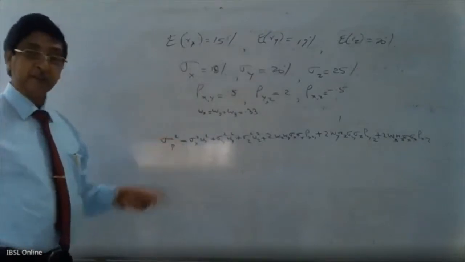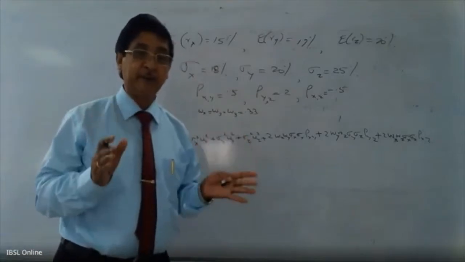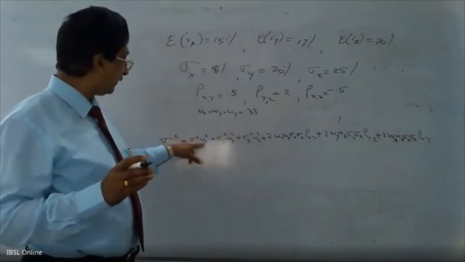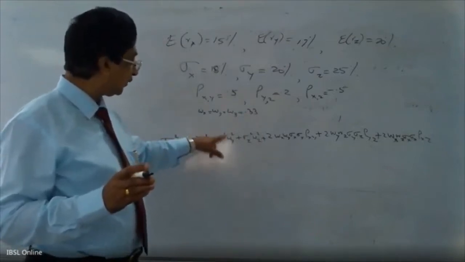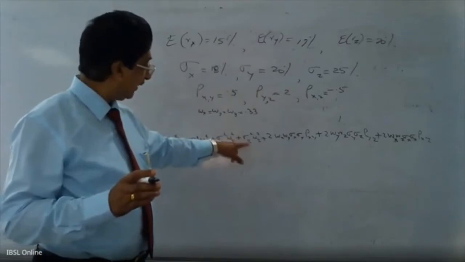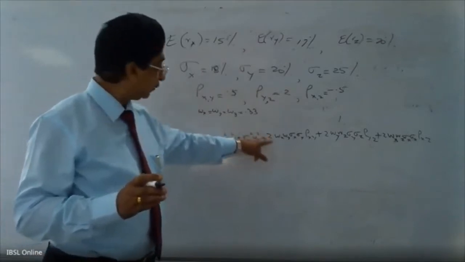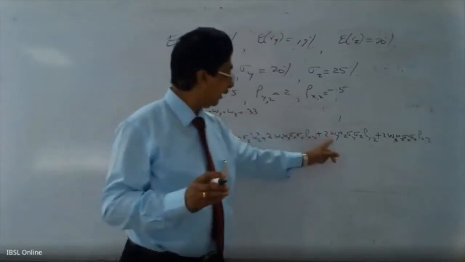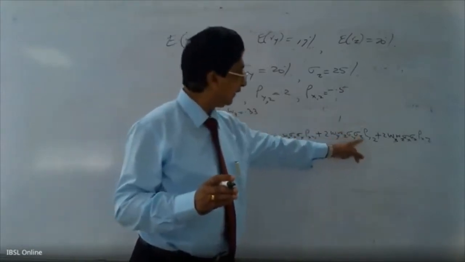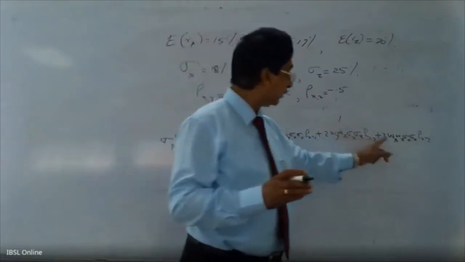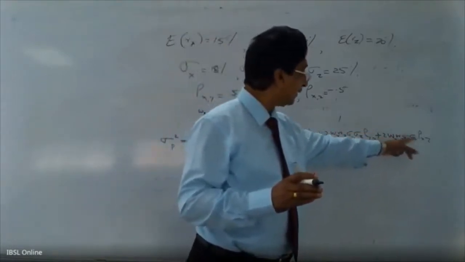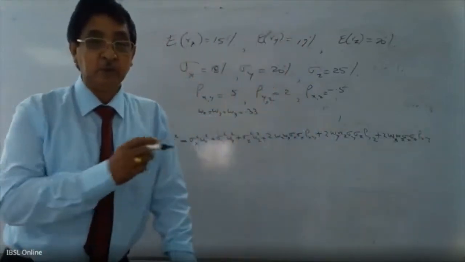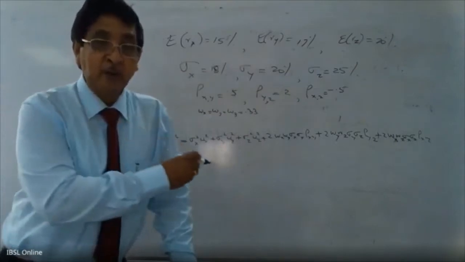Sigma p squared, that is the portfolio risk squared or standard deviation squared or variance, will equal to sigma x squared wx squared plus sigma y squared wy squared plus sigma z squared wz squared plus 2 wx wy sigma x sigma y rho xy plus 2 wy wz sigma y sigma z rho yz plus 2 wx wz sigma x sigma z rho xz. Now what we need to do is we need to substitute the values for each of these things.